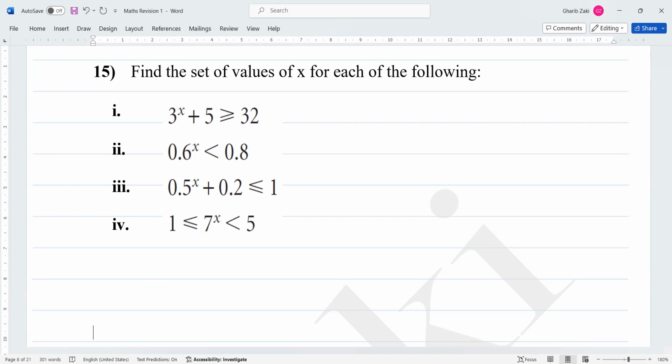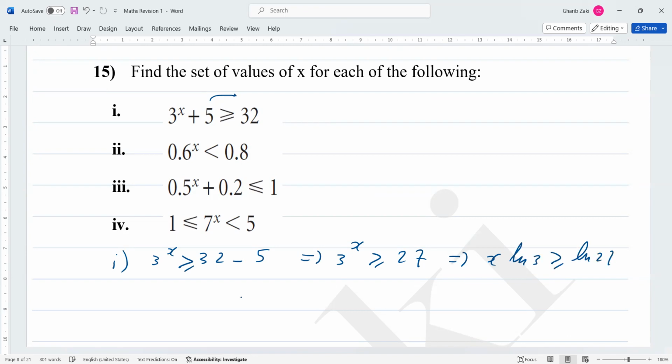Okay, ready? Now, the first one is easy, part I. I do it quickly. Shift 5 to the other side. So 3 to the power x is greater than or equal to 32 minus 5. 32 minus 5 is 27. Then 3 to the power x is greater than or equal to 27. Take ln of both sides. So x ln 3 is greater than or equal to ln 27. ln 3 is positive. So x is greater than or equal to ln 27 over ln 3.